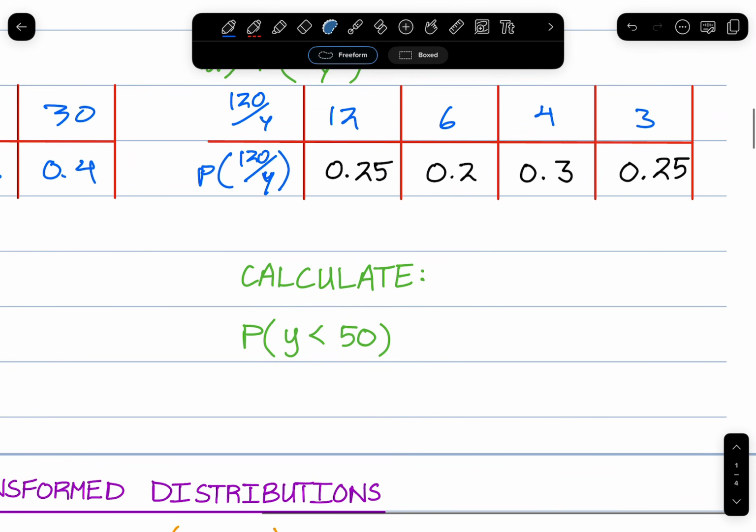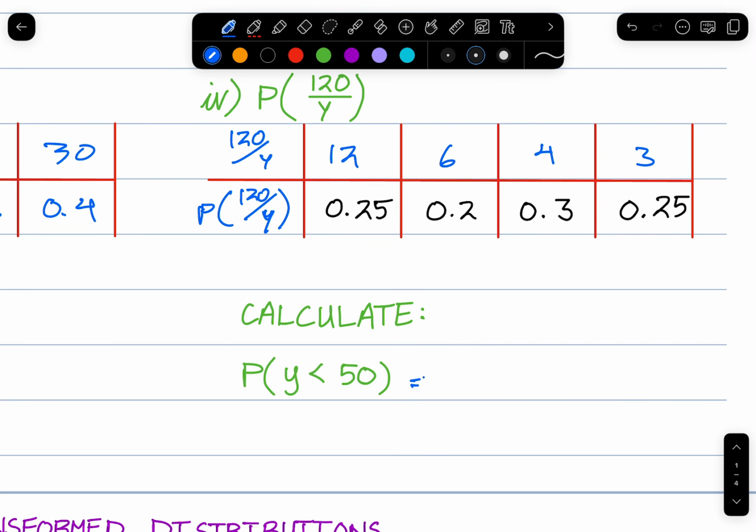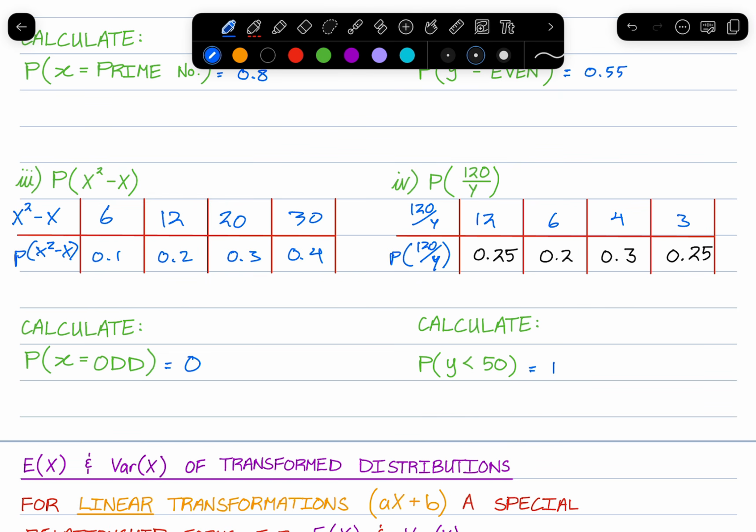There we go. So what's the probability that this is going to be less than 50? Well, every number here is now less than 50. So then that's going to give us a probability of 1. And there we have it.